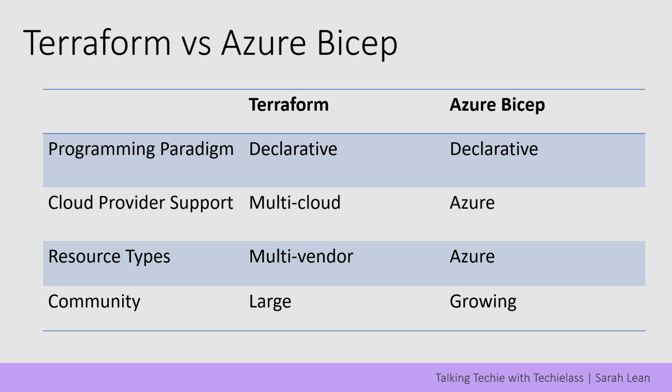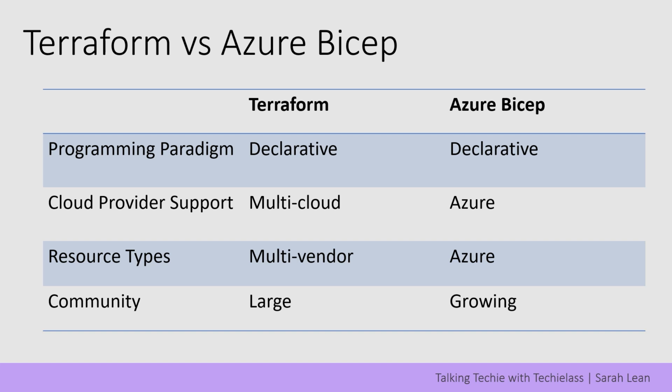Terraform has a larger selection of resources that it supports, including some third-party resources. Azure Bicep, on the other hand, is focused exclusively on Azure resources. Now, both languages have a fairly large and active community of users and contributors. I think overall, though, Terraform may be slightly larger just because it is an older tool and Azure Bicep is slightly newer.